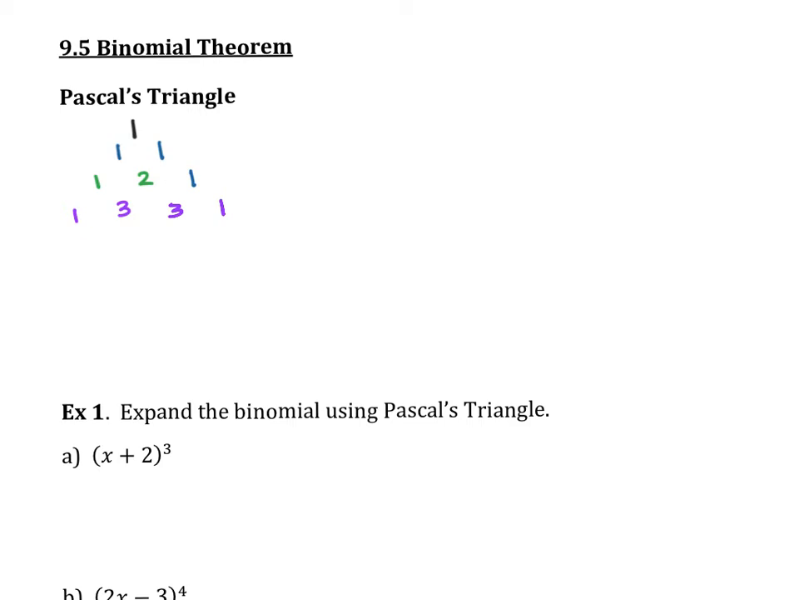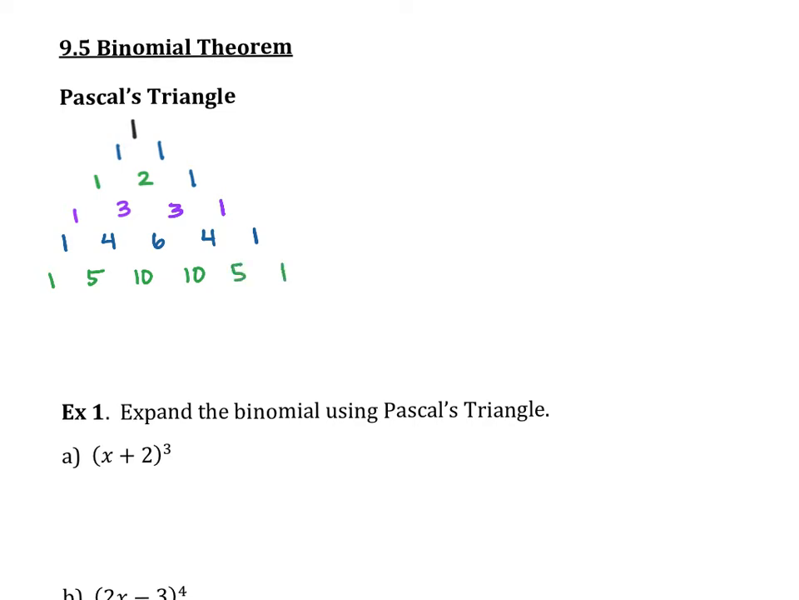Let's do 2 more rows. Okay, so 1 on the edge. 1 plus 3 is 4. 3 plus 3 is 6. 3 plus 1 is 4. 1 on the edge. Let's do 1 more row. Okay, 1 on the edge. 1 plus 4 is 5. 4 plus 6 is 10. 6 plus 4 is 10. 4 plus 1 is 5. And then there's a 1 on the edge.